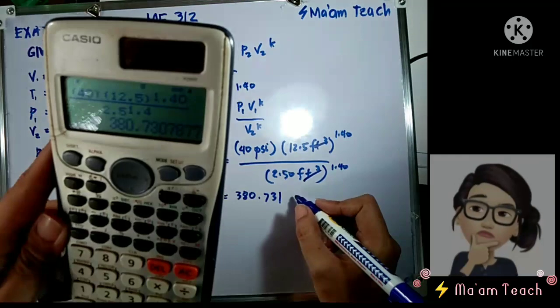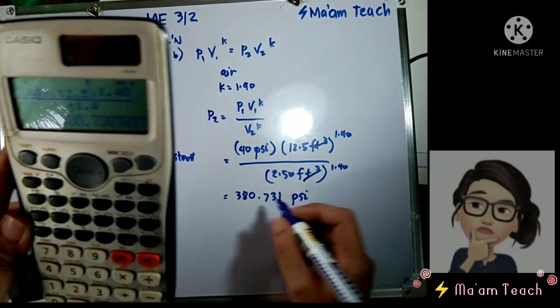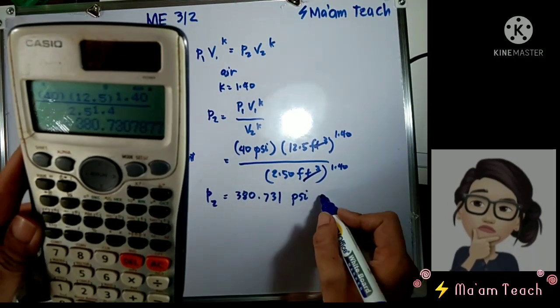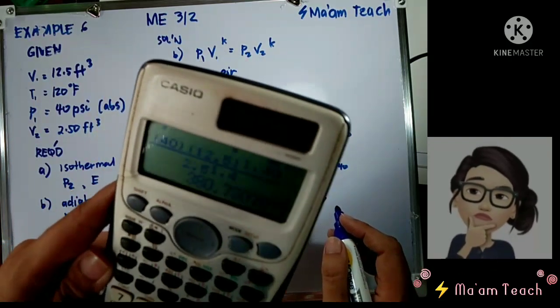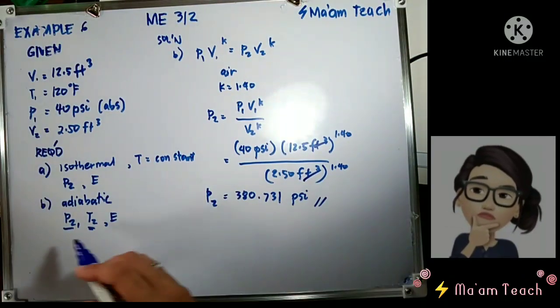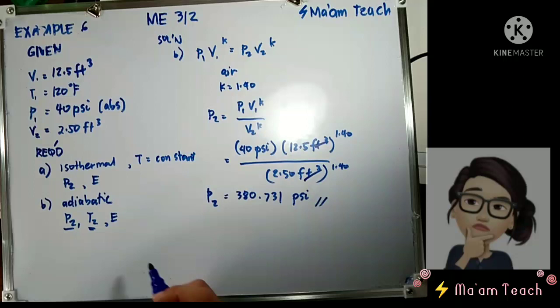380.731. And what will be the unit? It will be PSI. Okay? So this is class one of your answers for this letter B. Now, aside from P sub 2, we also have the T sub 2.